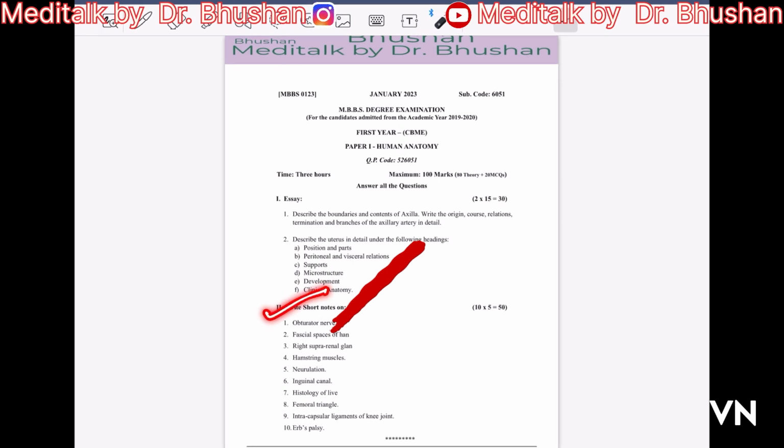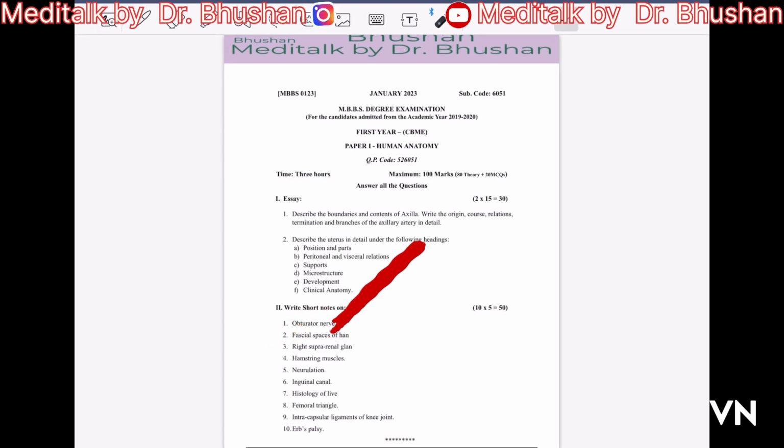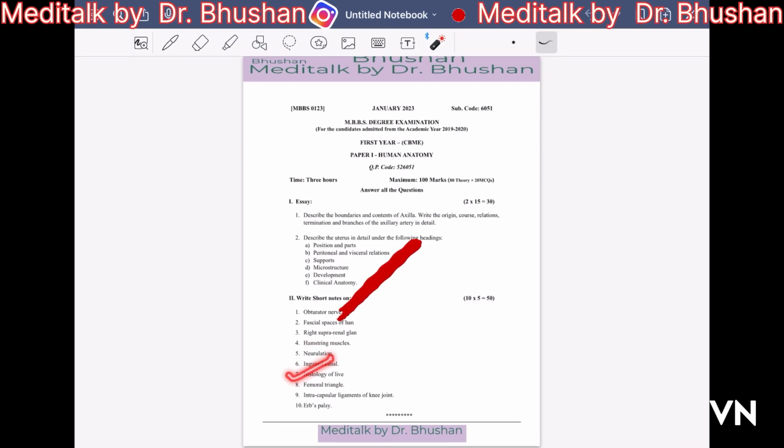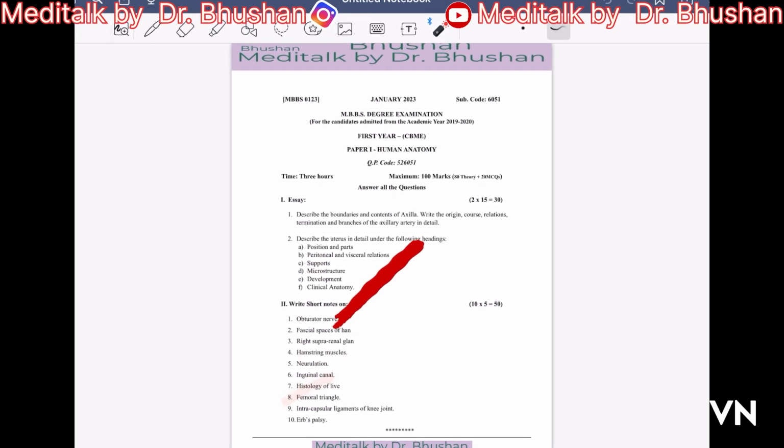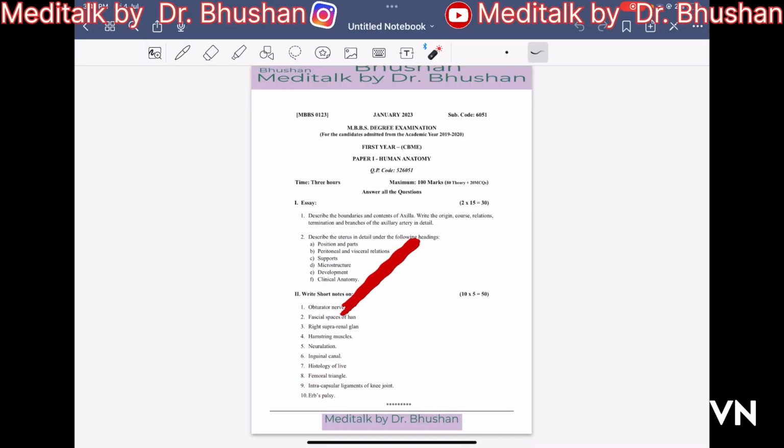Then part 2 for the 5 marks each. Abductor nerve, fascial space of hand, right suprarenal gland, hamstring muscle, neurulation, histology of liver, knee joint and Erb's palsy.